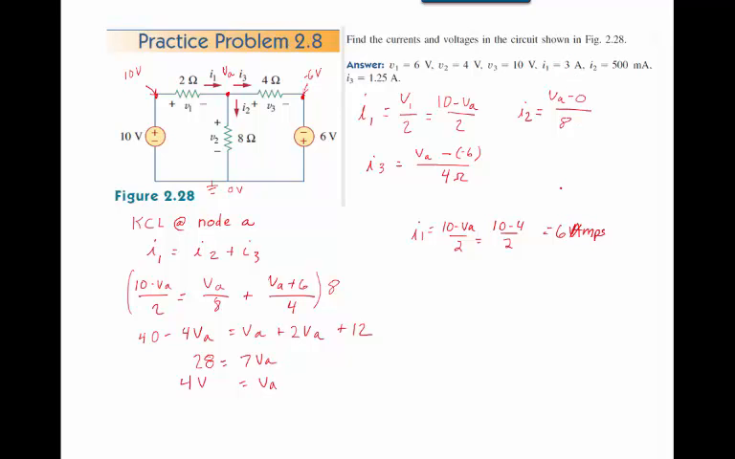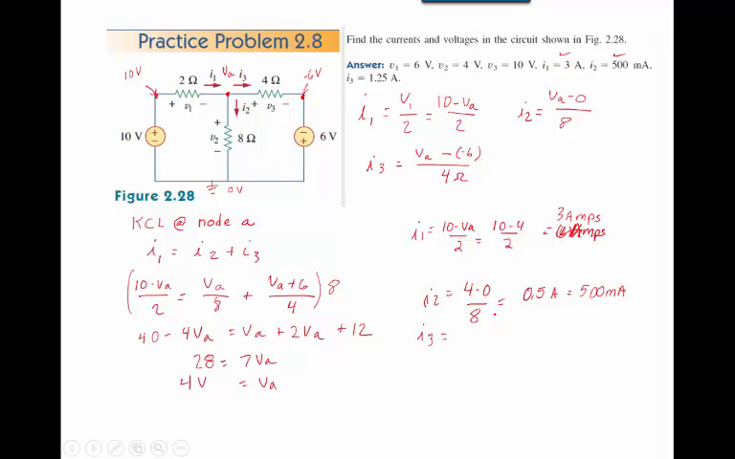I1 is 3 amps, because 10 minus 4 is 6, divided by 2 is 3 amps. You're supposed to check my math. Yep. I2 equals VA, 4, minus 0 over 8, which is 0.5 amp, which is 500 milliamps. I2 is 500 milliamps.